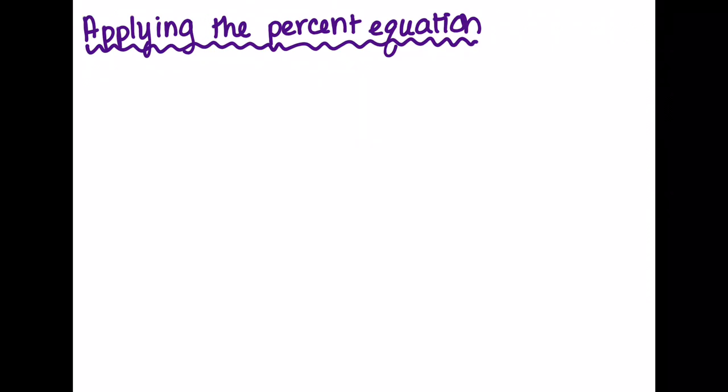If you see the word of, this is going to mean multiplication. If you see the word is, this is going to mean an equal sign.